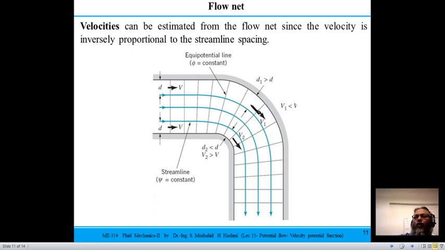Once the distances are not the same, they do not represent the same velocities. If the distances are bigger, the velocities are lower, and if the distances are smaller, the velocities are higher. So there is an inverse relationship between the streamline spacing and the velocity. Here particles would move much faster. Here particles have to travel more distance, so they are a bit slower. From the spacing we get an idea about where the velocity is higher, lower, or constant. This is the advantage of having a flow net.